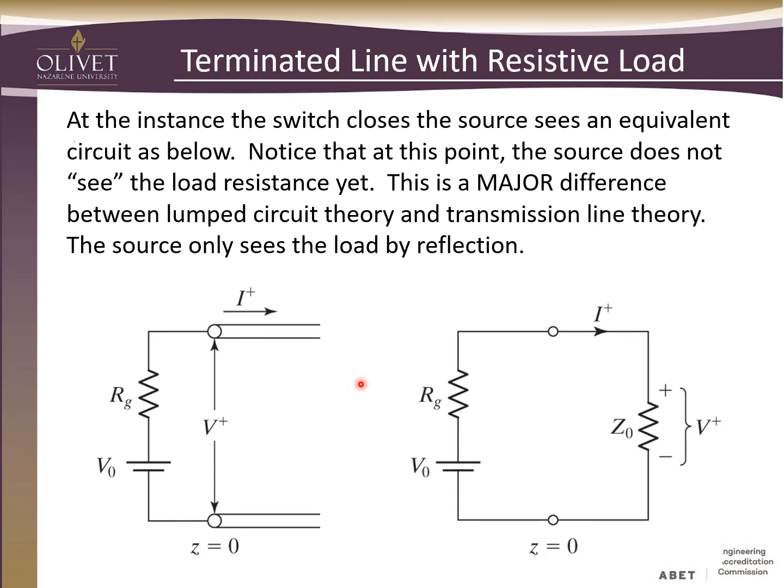So when that switch is closed, instead of the load resistor here, we see the characteristic impedance of our transmission line, right? So this is what the source actually sees. And that was what we used to calculate this R_G and this Z_0, our initial current on the line.